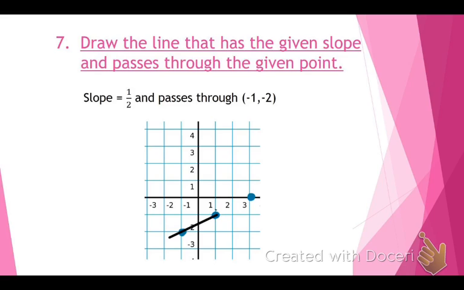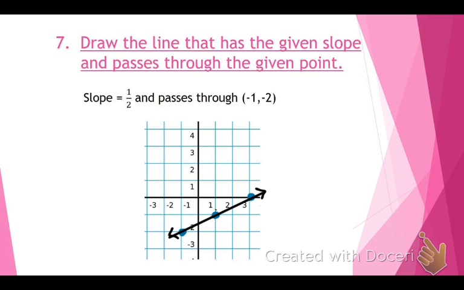What I like to do then is go back through my instructions just to double check and make sure I've done what it asked me. The instructions said draw a line, which I did, that has a given slope, which we used that slope, and it passes through the given point, and we used that point. So now I know I am finished with that problem, and I've done exactly what I need to do.